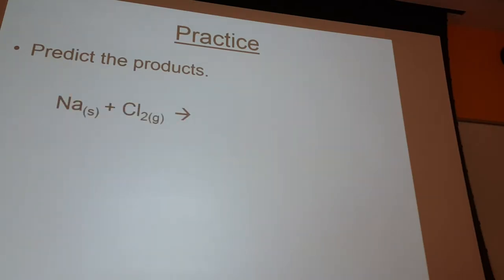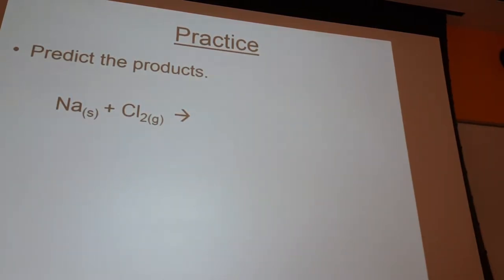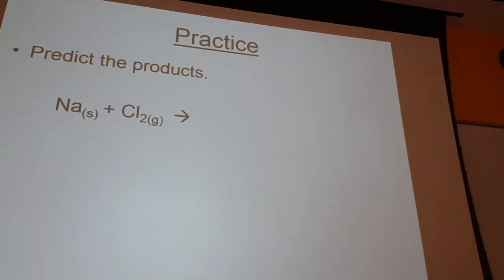Through practice. All right. So sodium plus chlorine gas gives sodium solid plus chlorine gas. What's going to be the product? What's carbonate? Carbonate is CO3. Someone coming right over. Go ahead. I have a marker. You can come around to the board and write what you think it's going to be.